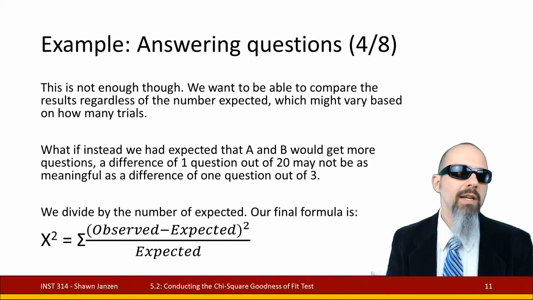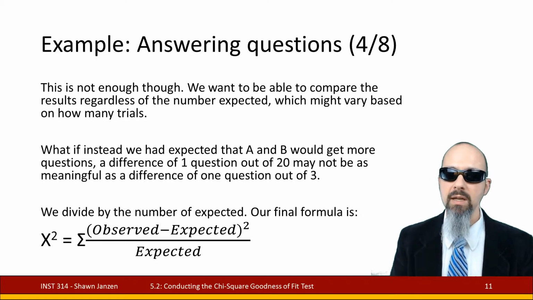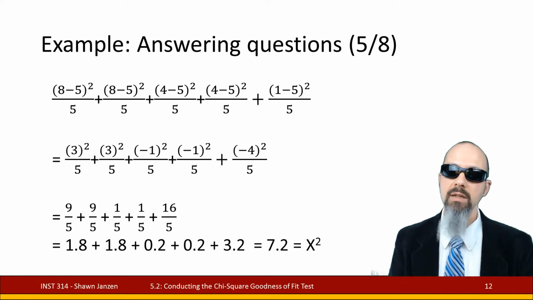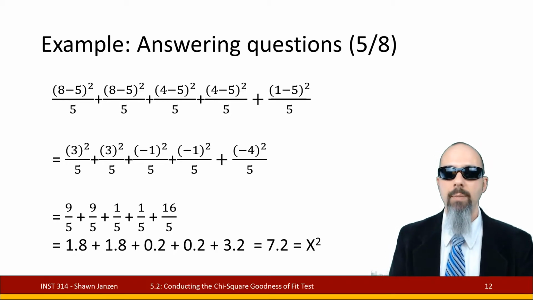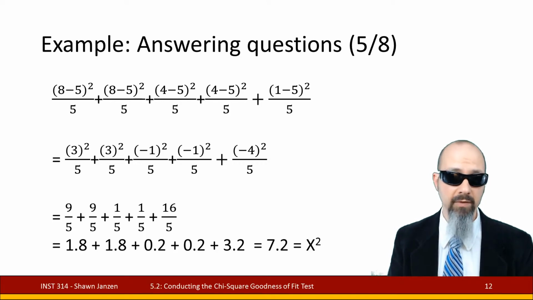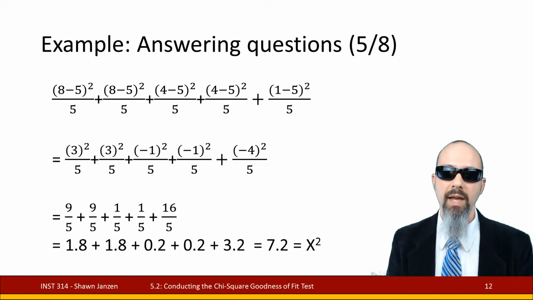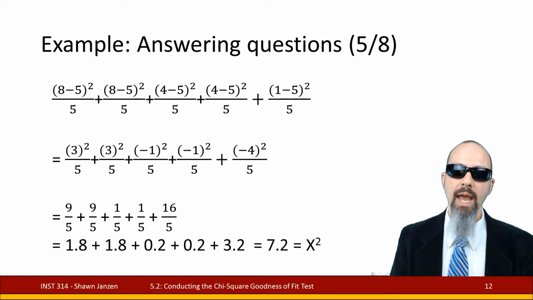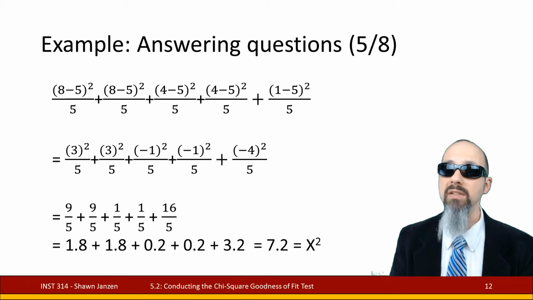Now, that's not quite enough to do the chi-square. We want to compare against the number expected and not let that depend so much on how many times we've been doing this. So we complete the rest of the chi-square by dividing by the expected values and summing them up. So let's look at the rest of the math on this. Up at the top, I've already mentioned our differences squared. Each one of those is going to get divided by 5, the expected frequency. We sum each of those up, and the math works out to a chi-square total value of 7.2.